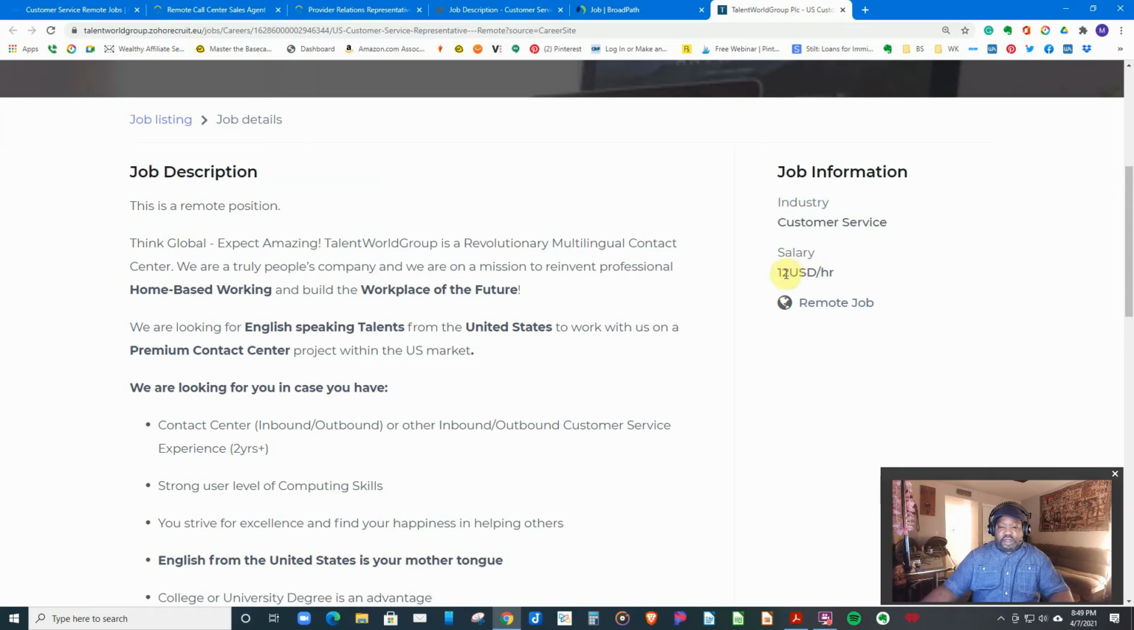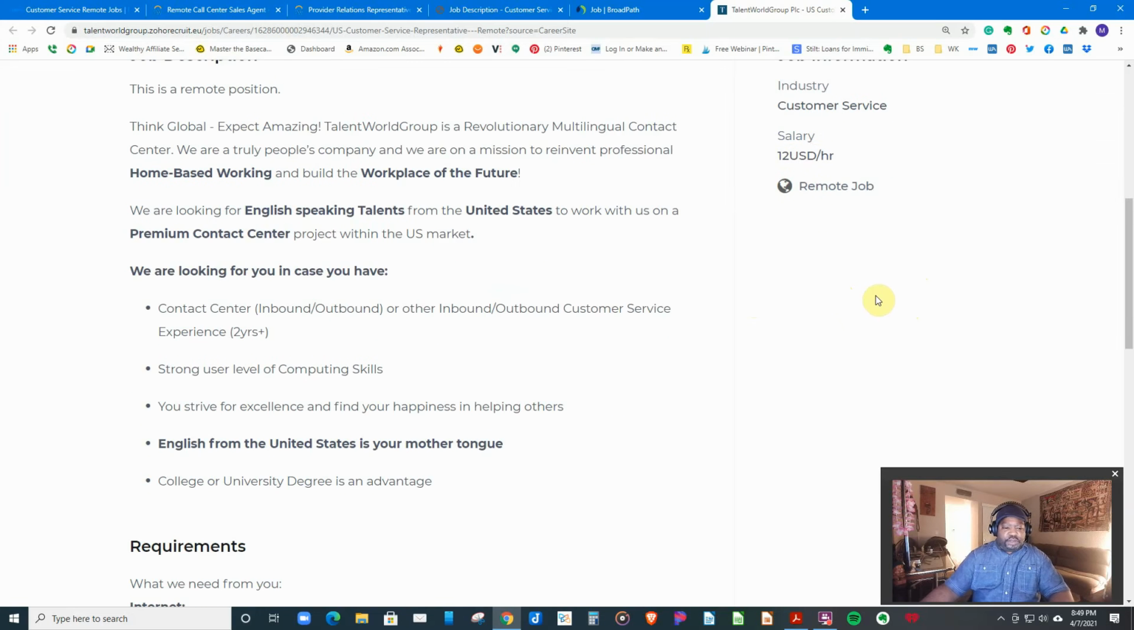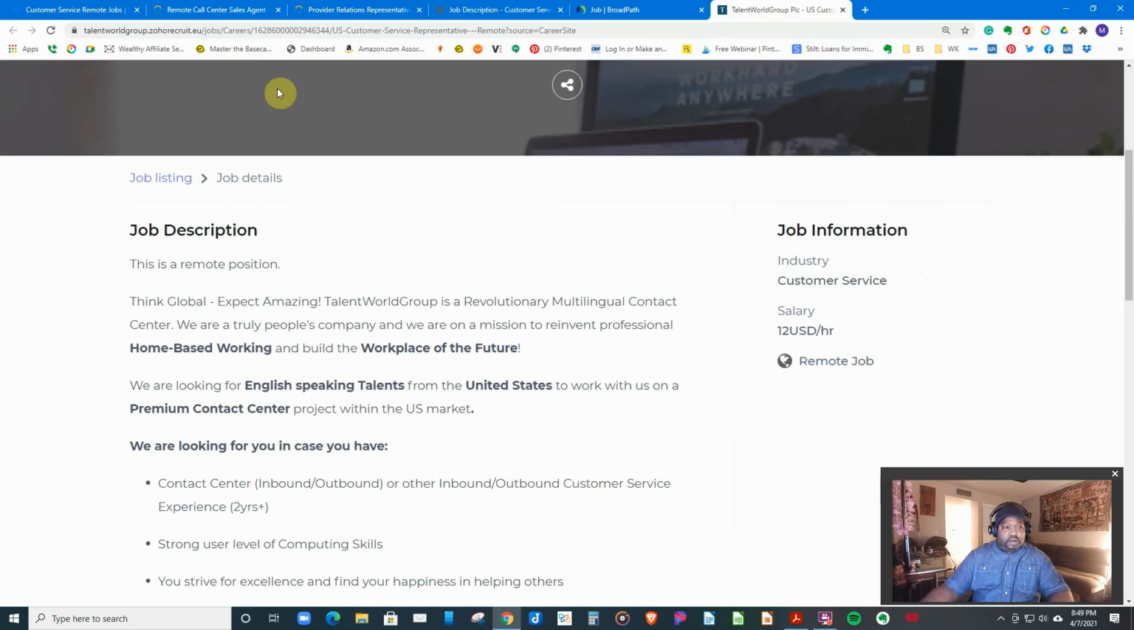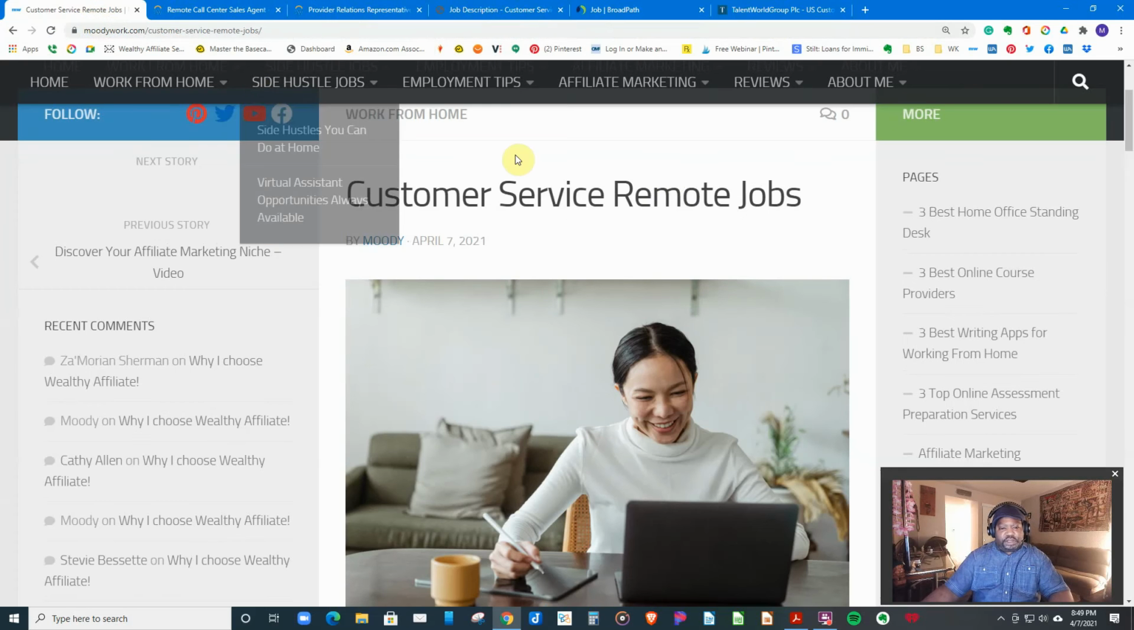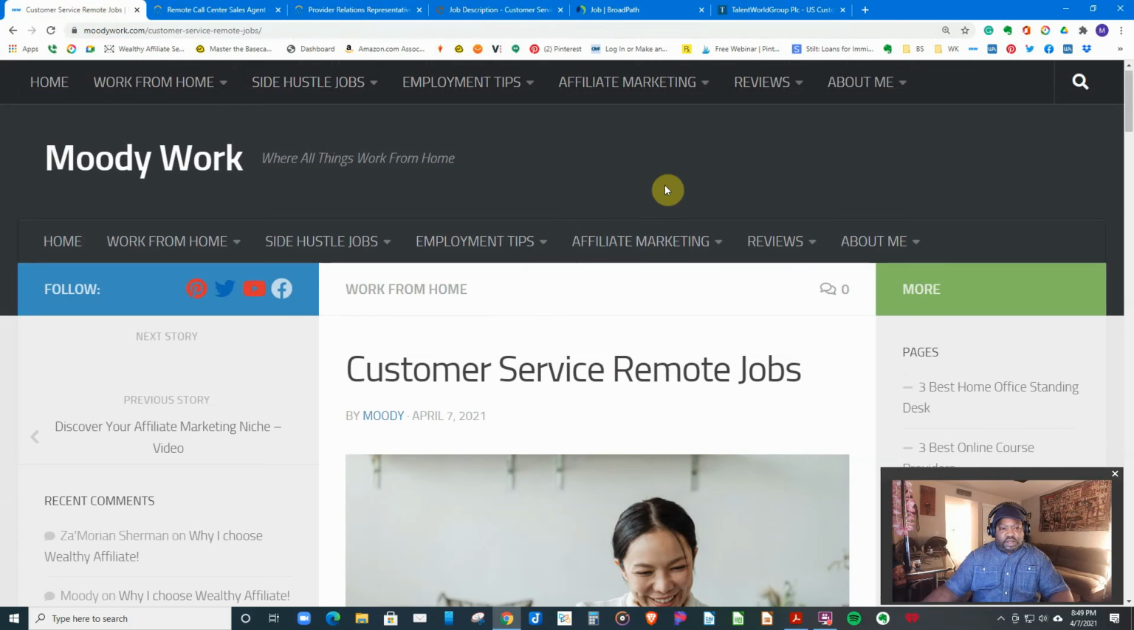So, I mean, if you work for them for a year, let's say 80 hours, what's that, 40 hours a week, each week for a month, for a couple years, your pay will increase over time. And so that's very cool. All right, so we've covered 5 different positions. And these are for the customer service remote jobs.